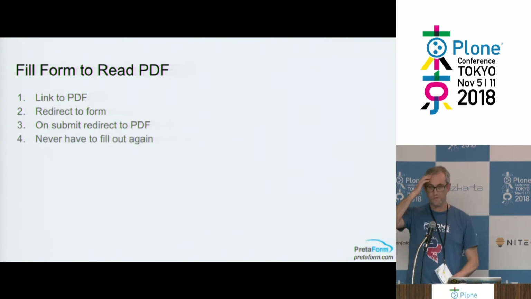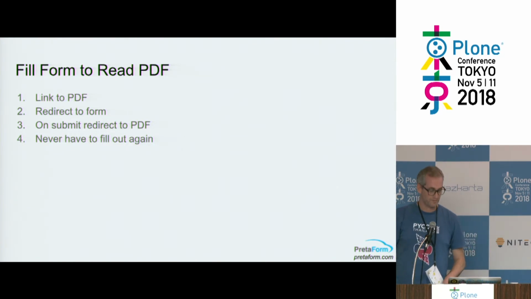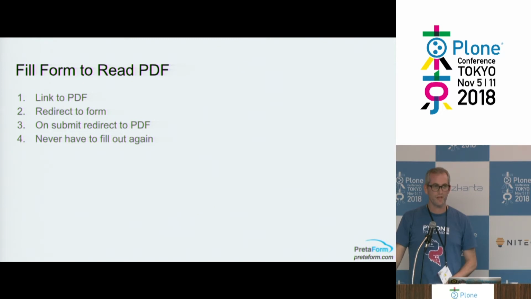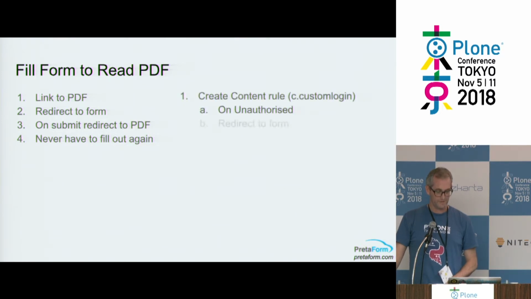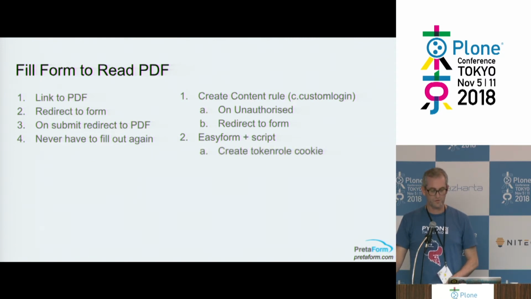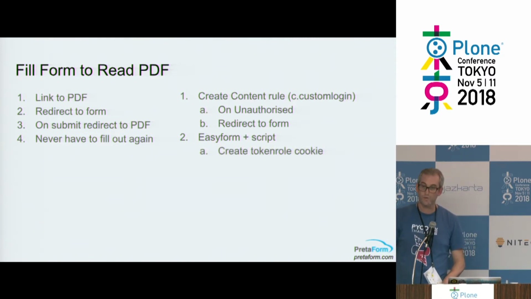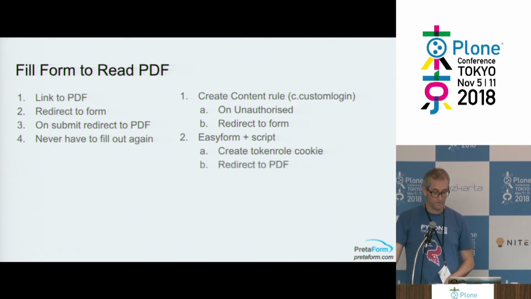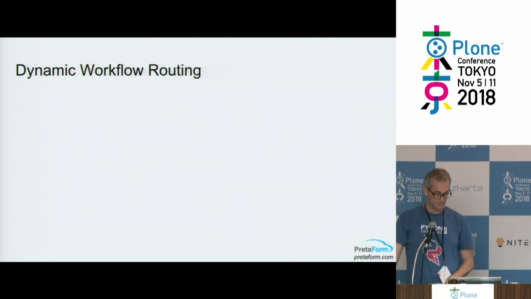We do quite a few things to add customizations using content rules. They're pretty cool. This is a case where we wanted people to fill out a form, but only once, and after that they have a cookie. So we used a plugin we made called Custom Login, which allows us to customize the login experience on a per content basis using content rules. We redirect to a form, then use EasyForm and a script, and then the token role plugin, also really awesome, to create a token role that allows people to read the thing and does all the cookie handling for us.